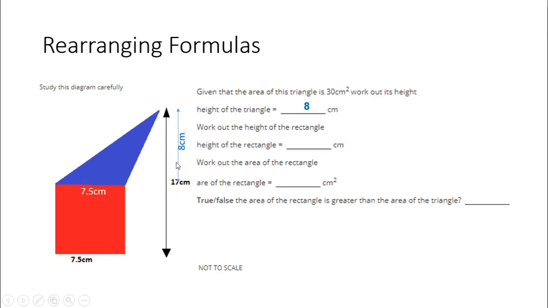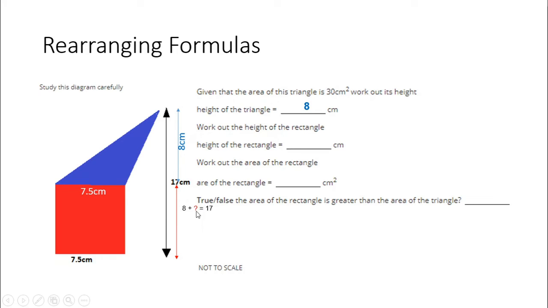Now, if that is 8 centimeters, that does not leave me with 8 centimeters down here. 8 and 8 makes 16. I need to make a total of 17. So to find the height of the rectangle, I know that 8, which is the height of the triangle, plus something gives me 17, the total height.